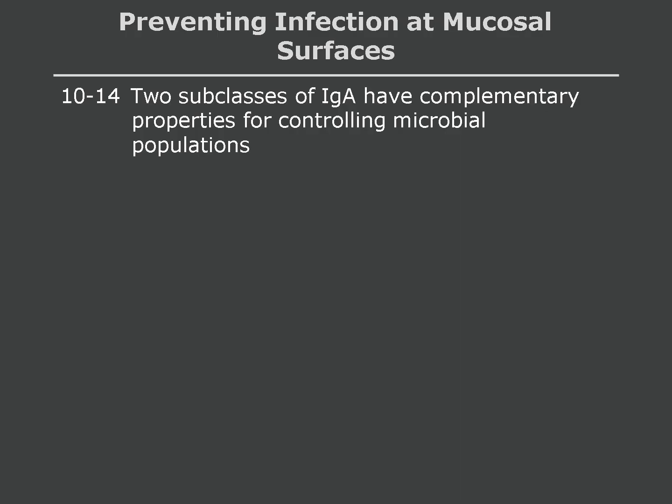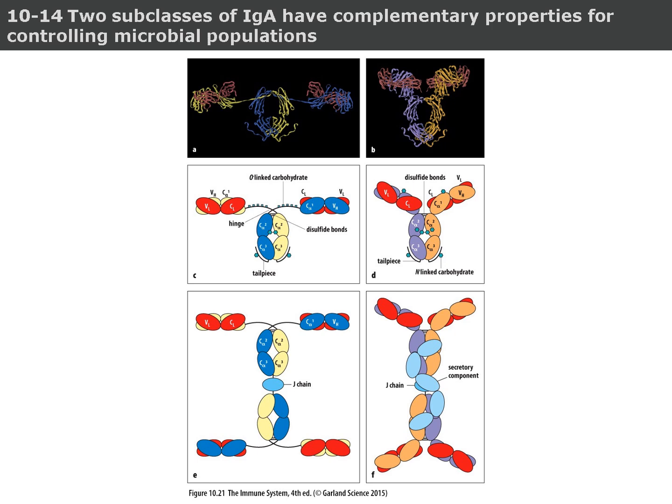Two subclasses of IgA have complementary properties for controlling microbial populations. Immunoglobulin A, or IgA, exists in two distinct subclasses, IgA1 and IgA2. These structural differences give each subclass unique properties for microbial defense. In panels A and B, we observe the three-dimensional structures of IgA1 and IgA2, highlighting the longer hinge region of IgA1 compared to the more compact IgA2.